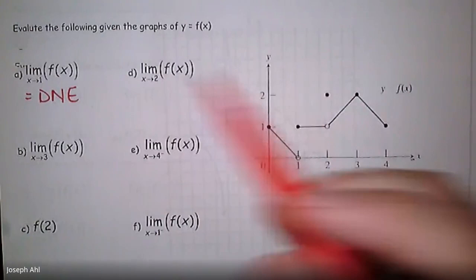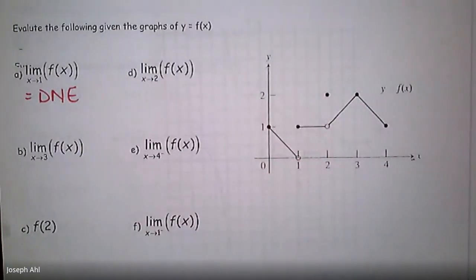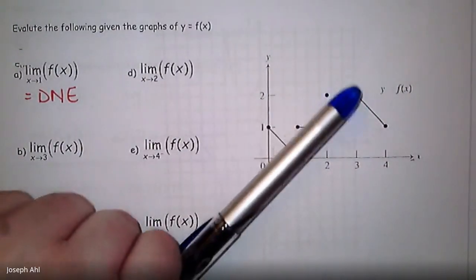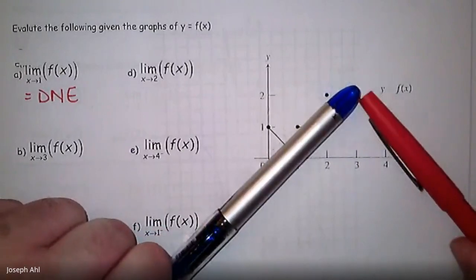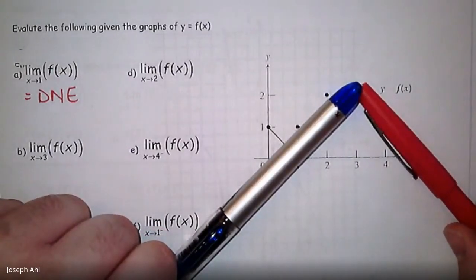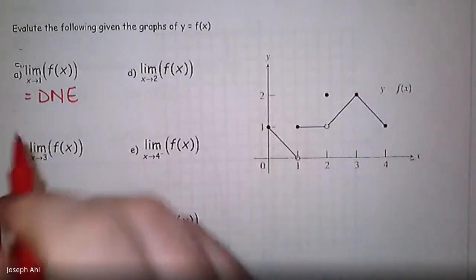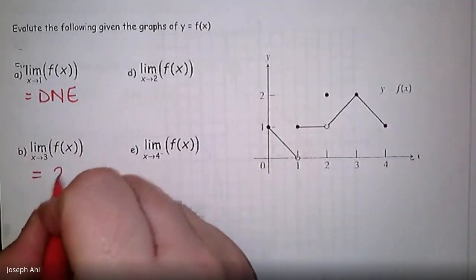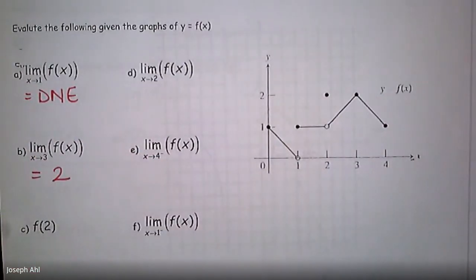Does the limit exist as x approaches 3? As I approach 3 from the left, I'm getting closer to 2. As I approach 3 from the right, I'm getting closer to 2. Those two things meet up. So since the left and right hand limits match, the limit as x goes to 3 is 2.